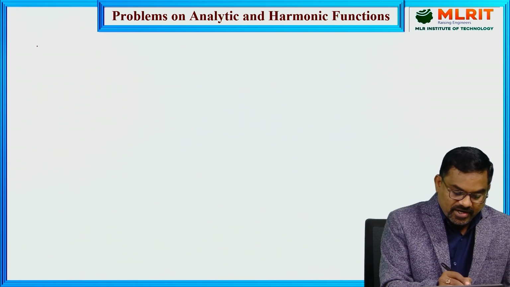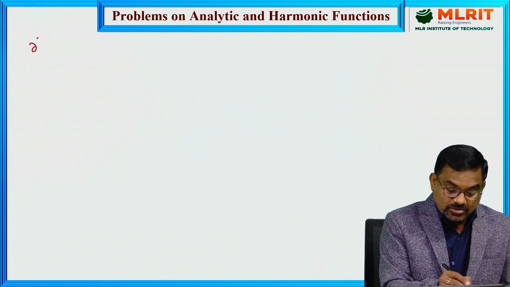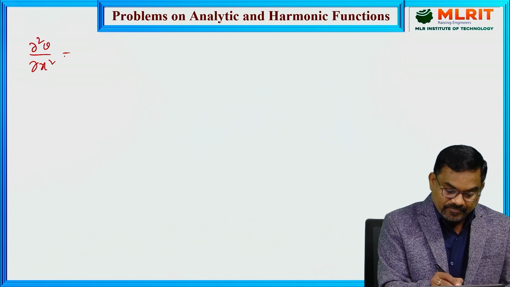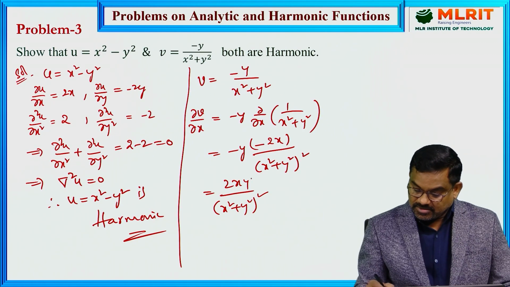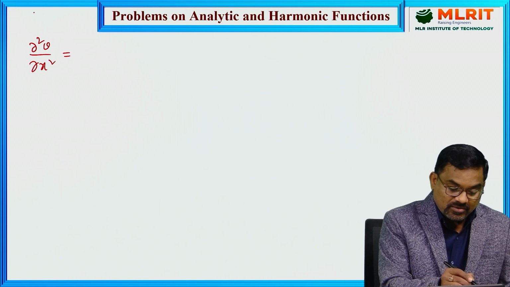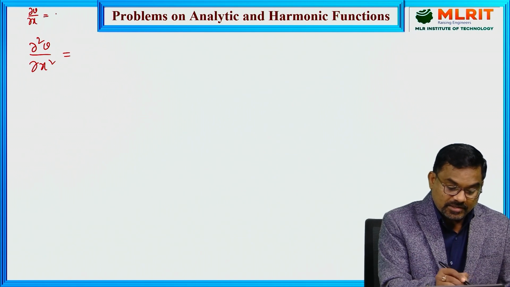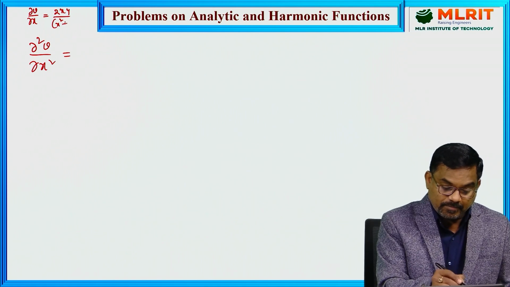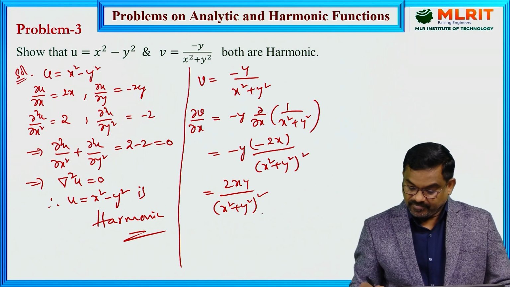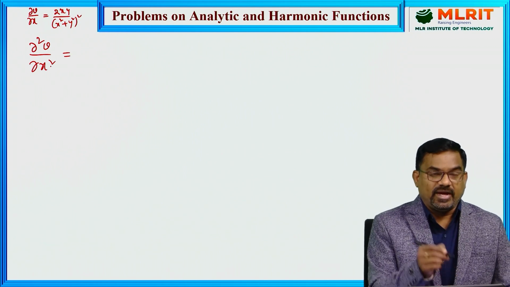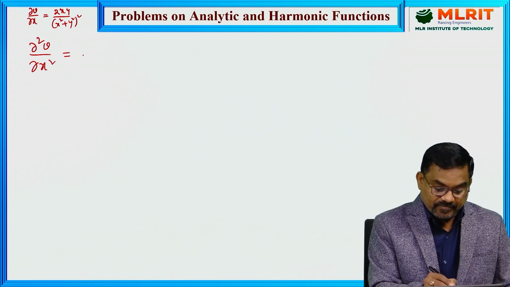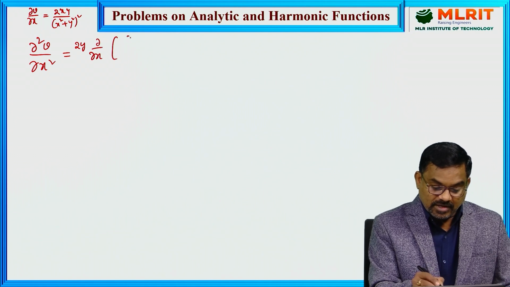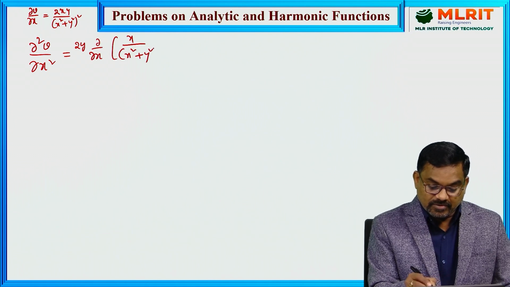Now, again differentiating v with respect to x, dou square v by dou x square. So, what is dou v by dou x? 2xy by x square plus y square whole square. So, we have dou v by dou x is 2xy by x square plus y square whole square. Now, again differentiating with respect to x, we get 2y constant, dou by dou x of x by x square plus y square whole square.